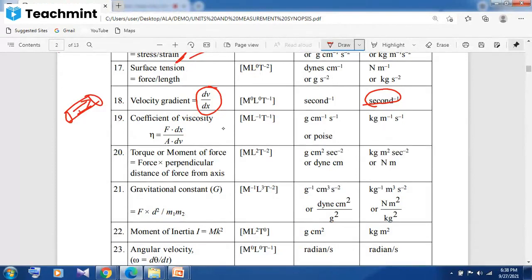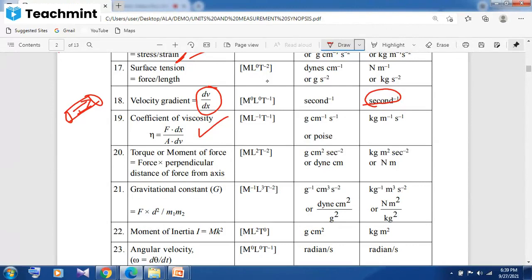So that is about velocity gradient. So what is viscosity? Viscosity concept also comes in mechanical properties of solids, and it is one of the chapters you're going to learn. I think it's around chapter number 10. So chapter number 9, I think. Yes. So what is that coefficient of viscosity means?